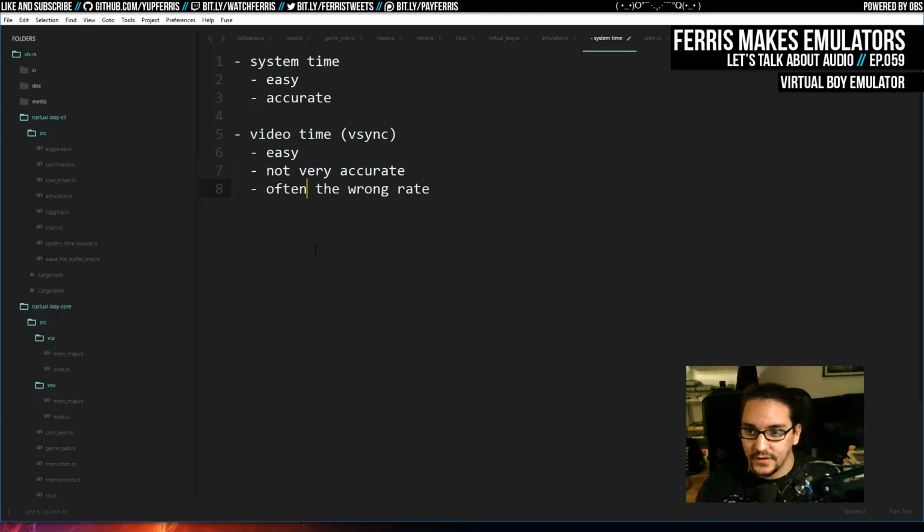For example, there are systems like the Vectrex which don't even have a frame rate, so it doesn't really make sense to use video time. Sometimes your monitor refresh is 60 hertz, but your system's supposed to run at 50 hertz or 49 point whatever. It literally could be anything.